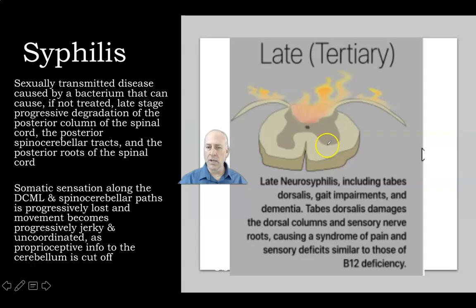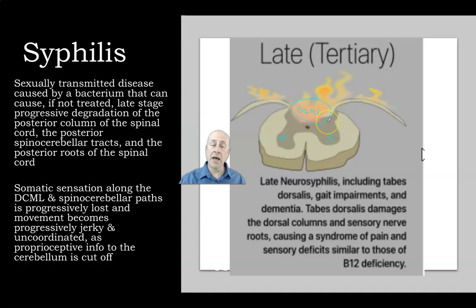Picture your spinal cord, your anterior gray horn, your posterior gray horn, or your posterior column. Sorry, not your posterior gray horn. Your posterior white columns. I love this image, just on fire, just being destroyed. What was there? Do you remember? Gracile fasciculus and cuneate fasciculus. This is your DCML right here, being absolutely shredded by the bacteria of syphilis.